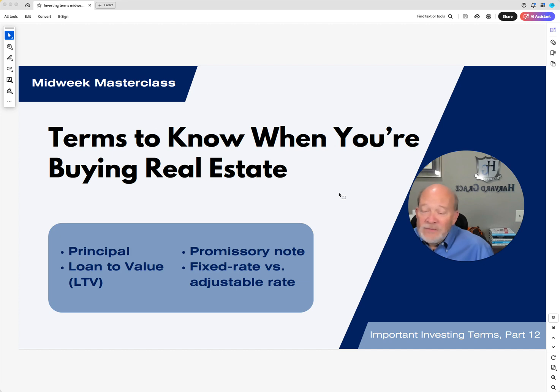But the promissory note lays out the terms that you are agreeing to pay back on: how long you're going to pay it back, the interest rate, what the amount of the payment is, and how they're going to calculate the interest portion. And if you pay it off early, how they're going to calculate that balance. A lot of people just call this the mortgage, but the mortgage is actually specific and talks more about the security for the promissory note.